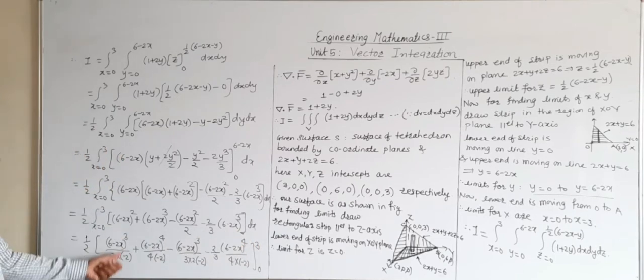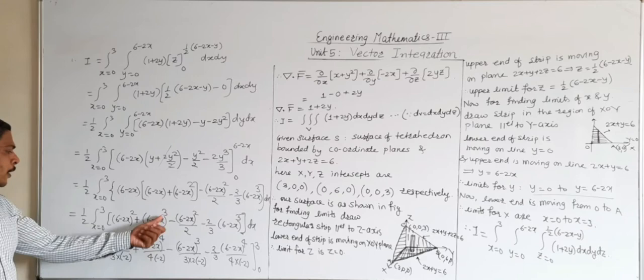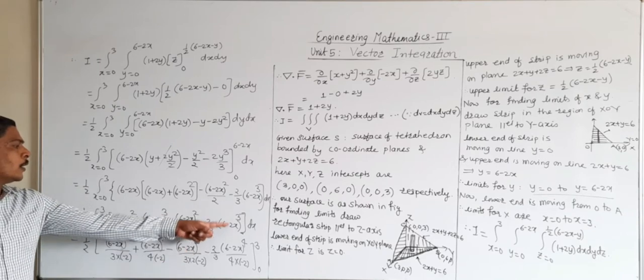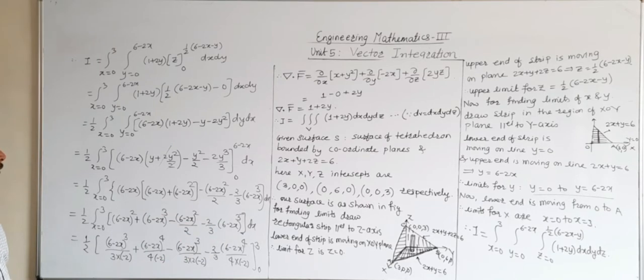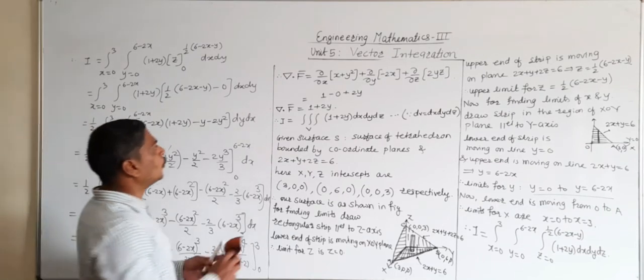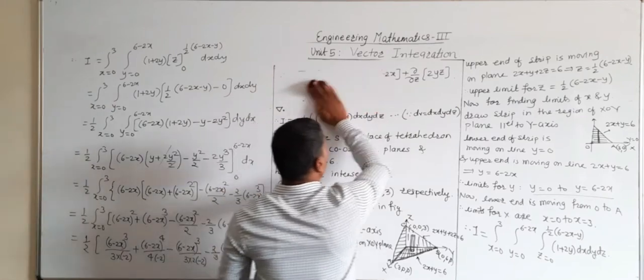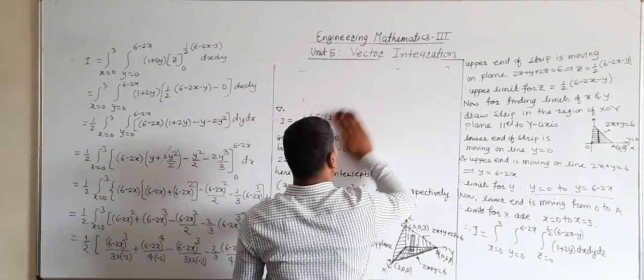So in that way we get this integral. Here is the cube, here is the 4th power, here is again the cube, here is again the 4th power. Now put the limits in that equation, so we get our final answer.